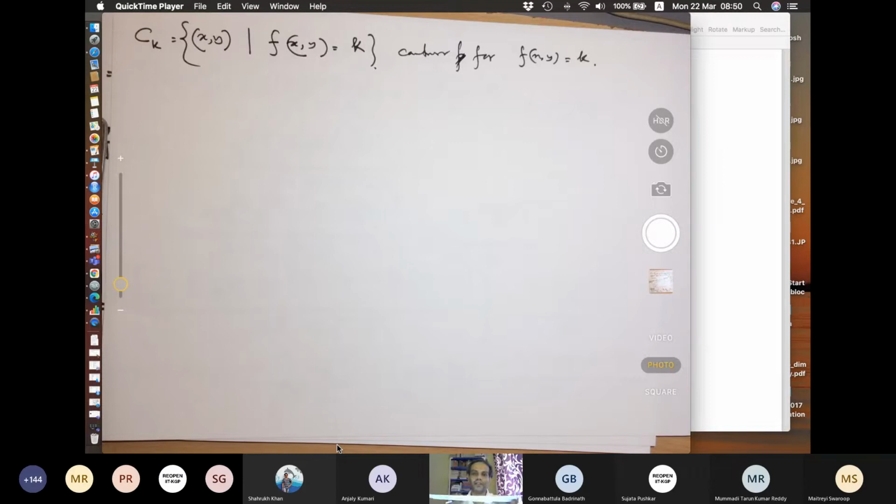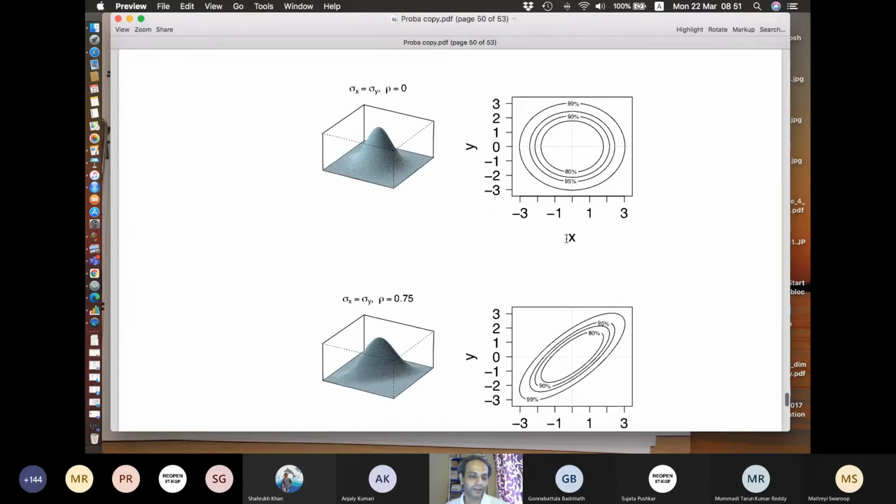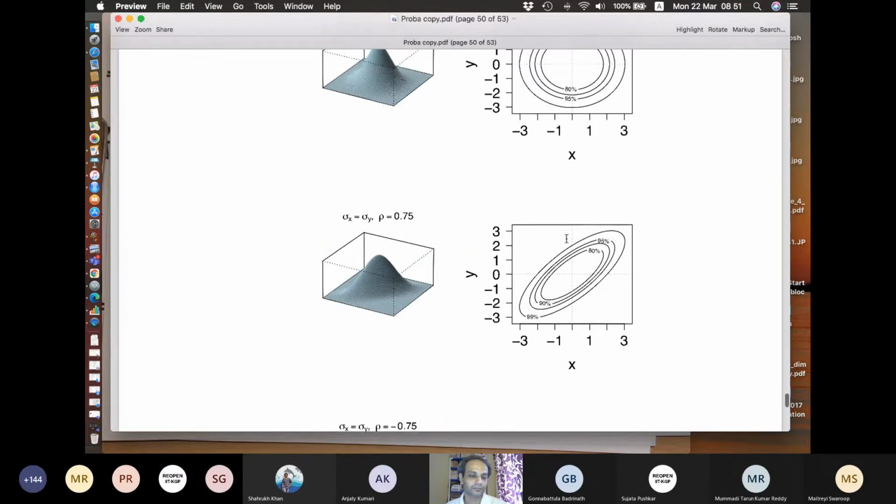So wherever it is cutting, that projection of all those points on the xy plane will give you the contour. So that is the meaning. So here, if your sigma x and sigma y are the same, it will look like a circle. Okay. Now, in most of the rest of the cases, it will look like an ellipse.